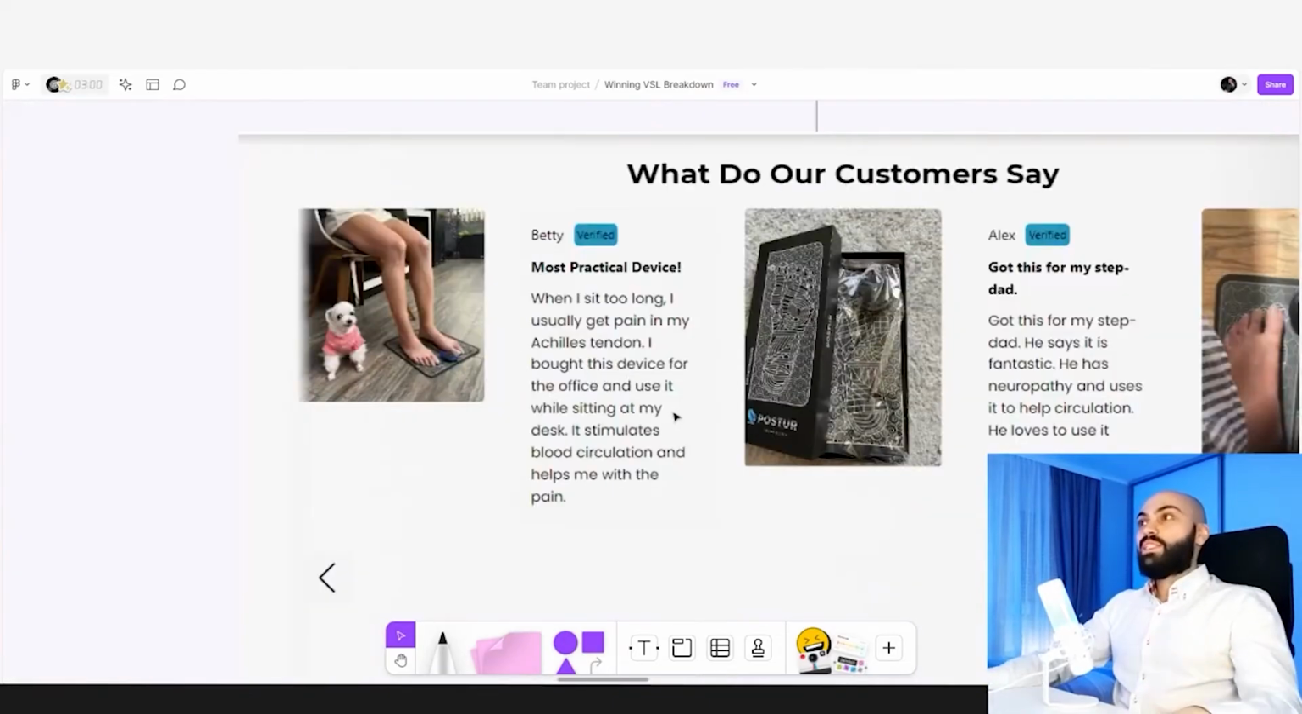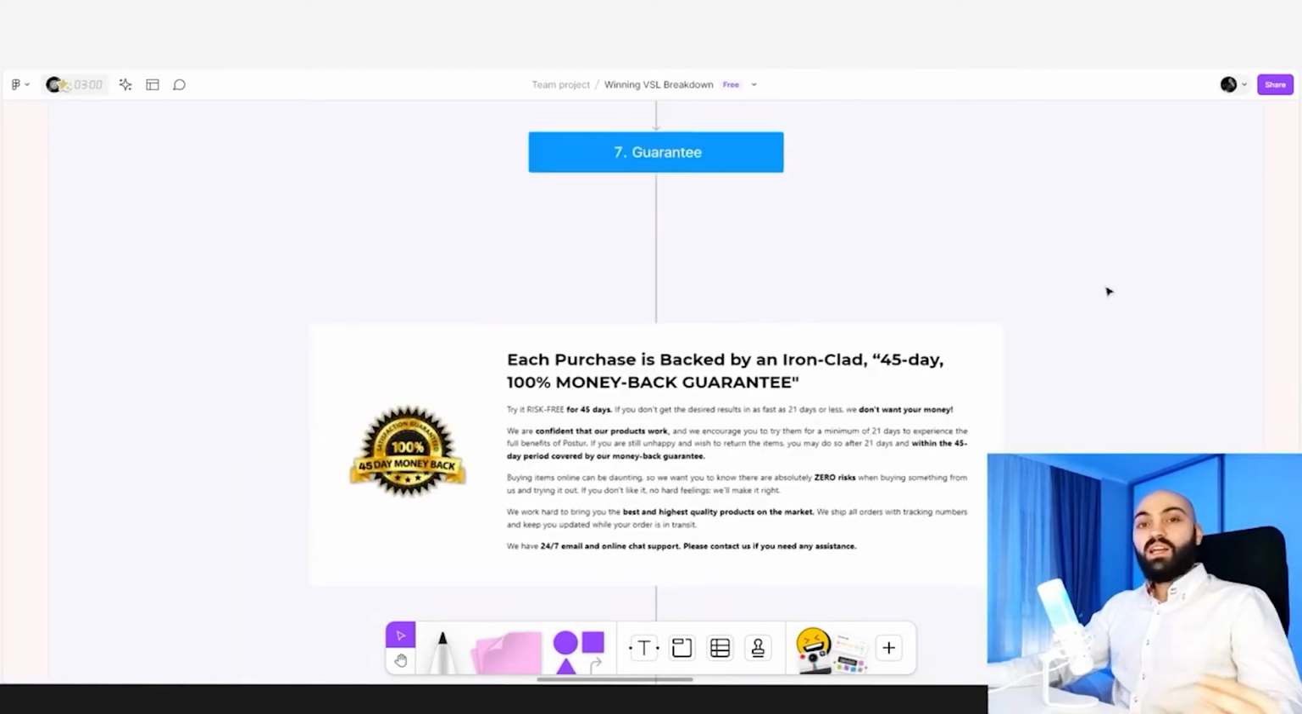For example, Betty said that she bought this device for office use and she uses it while she sits at her desk. Many of our customers might have that same issue, might want to use it while they're working. We remove the concern of whether that's possible or not. Guarantee. Our clients are skeptical. We need to remove any risk from them, and we need to make that guarantee that if they don't like the product, if it doesn't help them, they will get their money back.